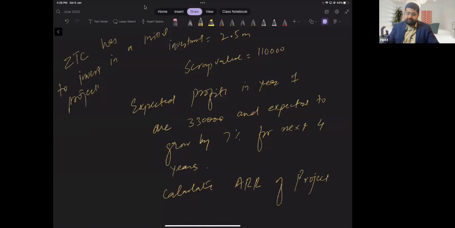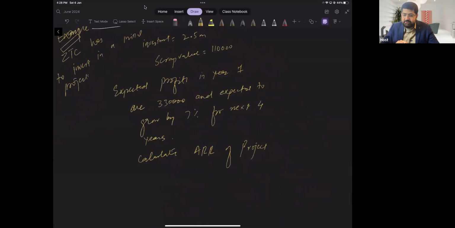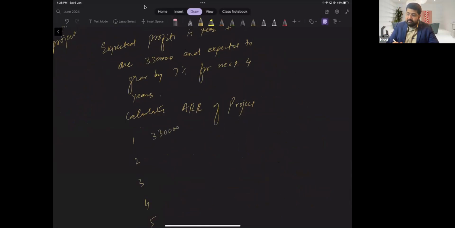Yes. This is another example, right? Now you see here, we need to calculate profits for 5 years. Year 1, 2, 3, 4, 5. In year 1, profit is 330,000. Then it will grow by 7% in the next years. We have to calculate that. It is 353,100.